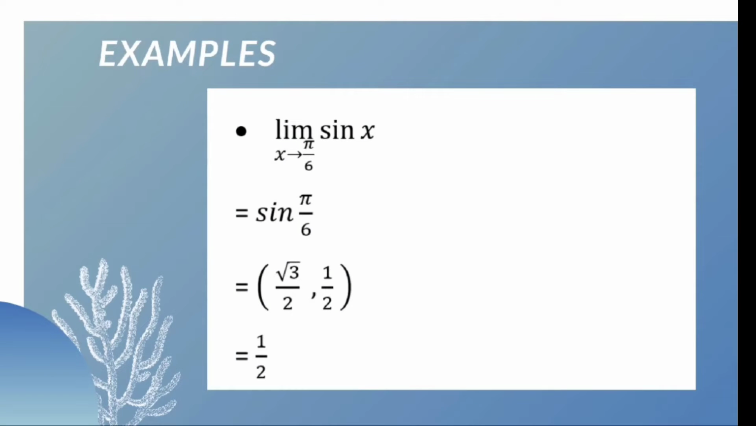In example number 1, the limit of sine x as x approaches pi over 6. Here, we will just substitute the value of x by pi over 6. If we look at the unit circle, pi over 6 has coordinates square root of 3 over 2 and 1/2. We know that sine is the y-coordinate, which is why we get 1/2.